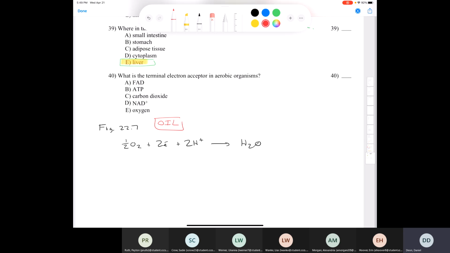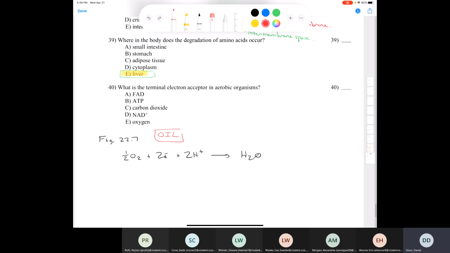When you oxidize the glucose, you're converting the glucose to carbon dioxide. Every carbon is getting oxidized to carbon dioxide, but you're losing electrons. And those electrons are going to combine with protons, right, from the NADH and the FADH2, and they also combine with oxygen to form water. So water is the terminal electron acceptor in aerobic organisms.